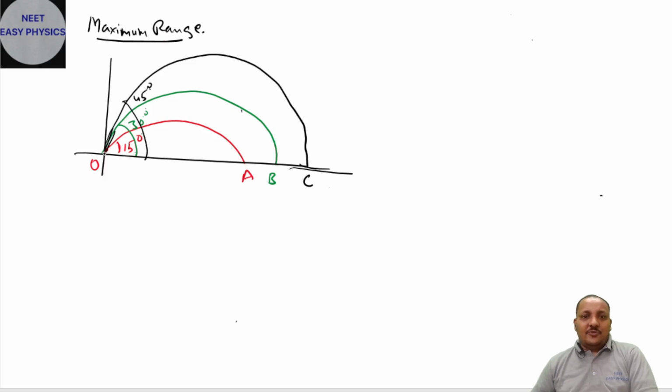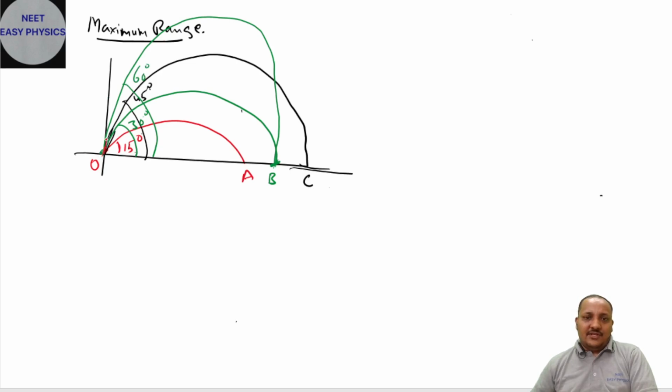Now, if you project with 60 degrees, where is this going to reach? If the angle of projection is 60 degrees, it is going to reach where 30 degrees is going to reach, let us assume B. So why it is reaching B, we are going to discuss now. Now, angle of projection is how much? 60 degrees. Next angle will be 75 degrees.